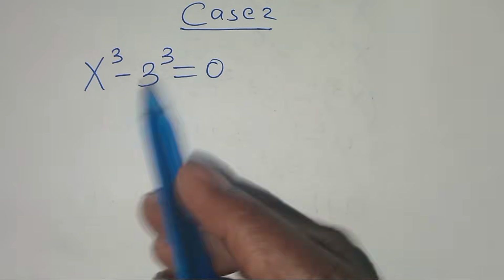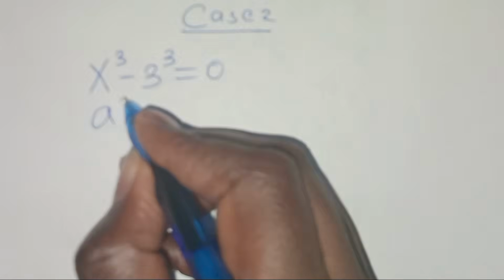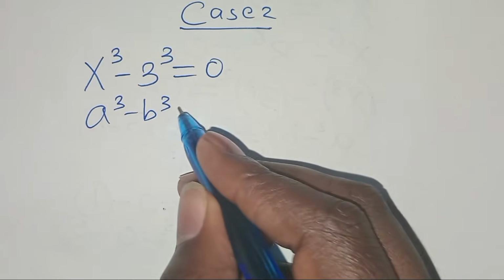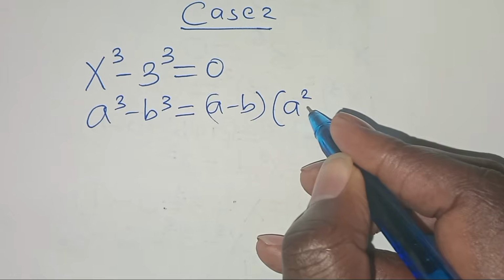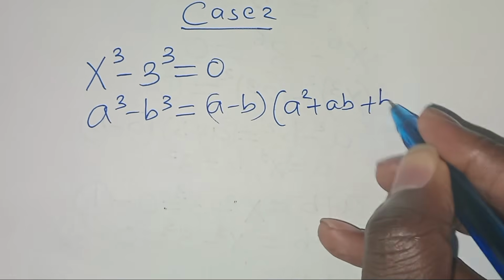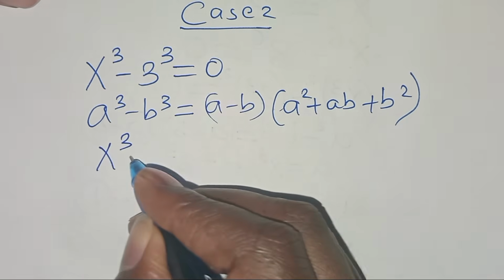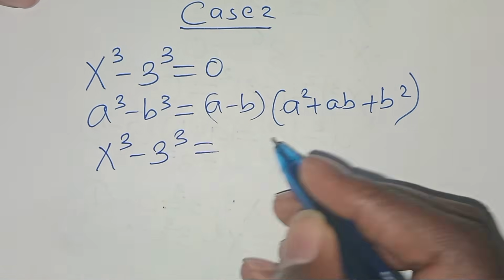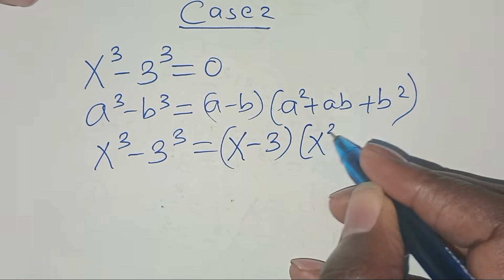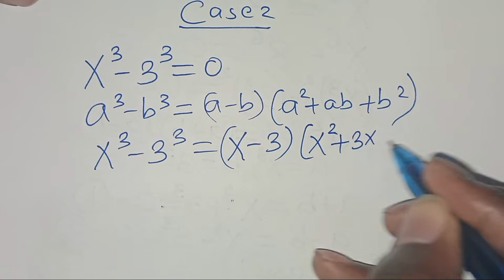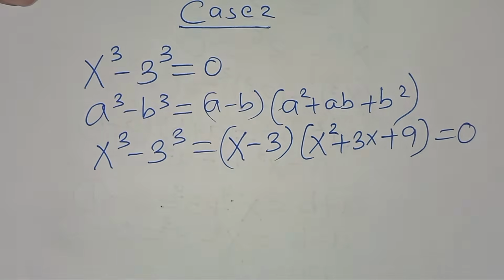Now, case 2, we have x cubed minus 3 cubed is equal to 0. This is actually in the form of a cubed minus b cubed, the difference of two cubes, expressed as a minus b, a squared plus ab plus b squared. So applying this property, x to the power 3 subtract 3 to the power 3 can be expressed as x minus 3 times x squared plus 3x plus 3 squared, which is 9. This is equal to 0.